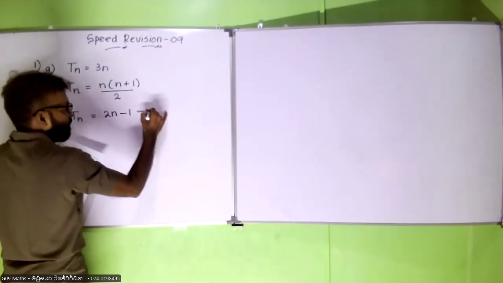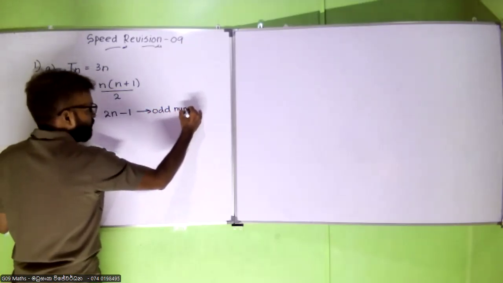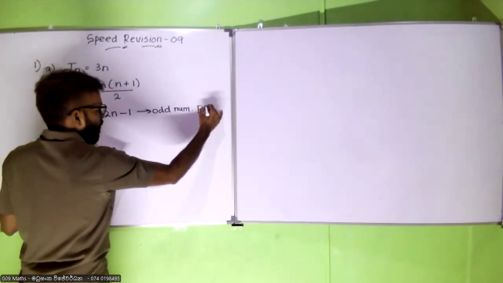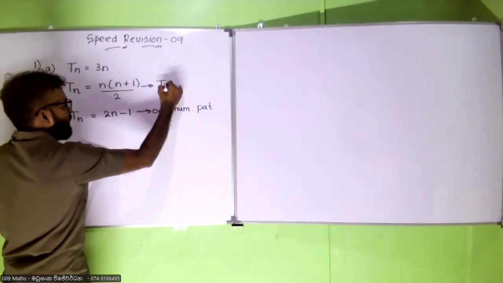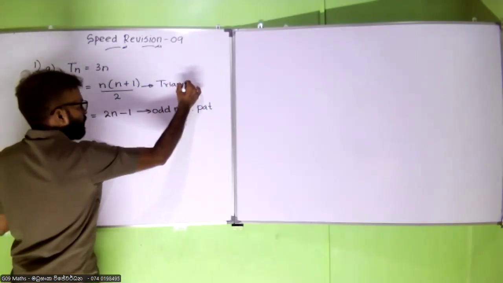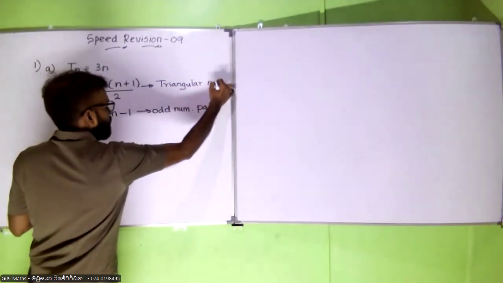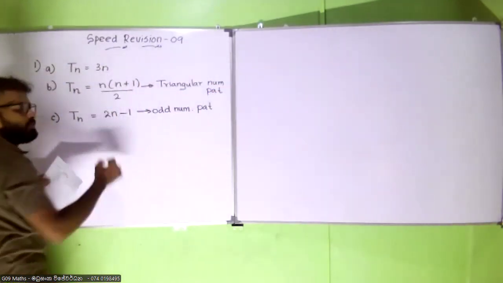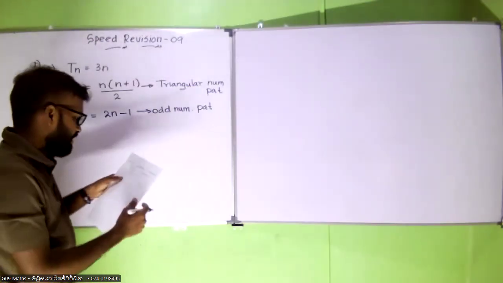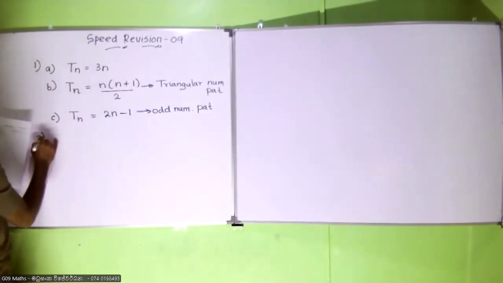I will write it. General term of odd number pattern. This is the general term of triangular number pattern. So this is multiples of 3, I'm not going to write that. Okay, nice. So now the second one.